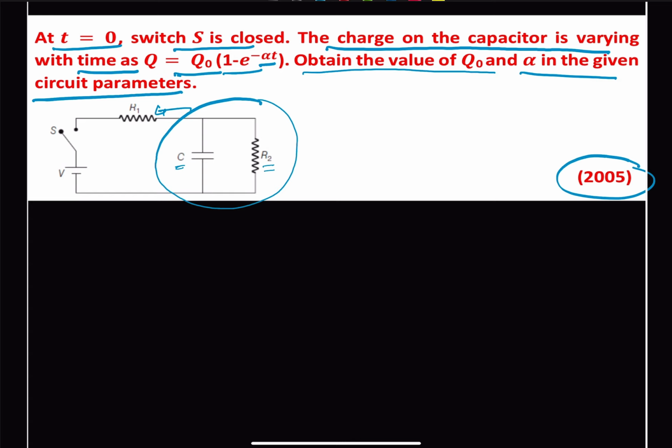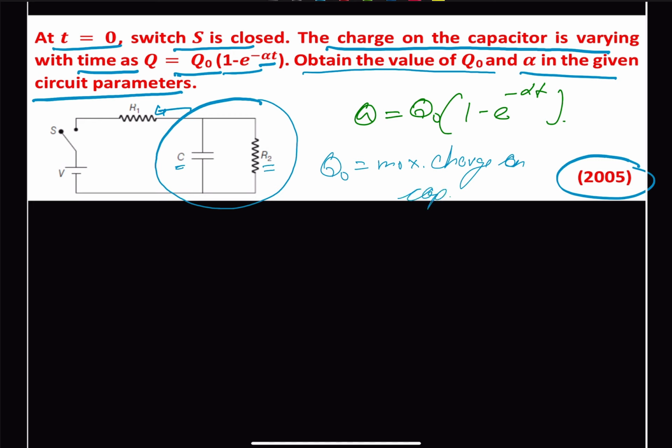And this equation for the charge on the capacitor is quite a standard one, which is given as Q is equal to Q naught times (1 minus e to the power minus alpha times t). And here Q naught is our maximum charge on the capacitor.